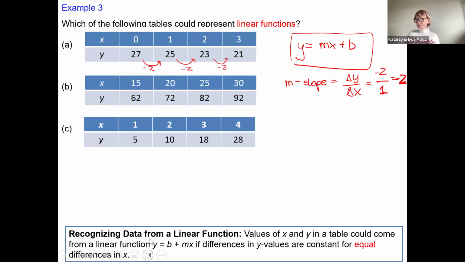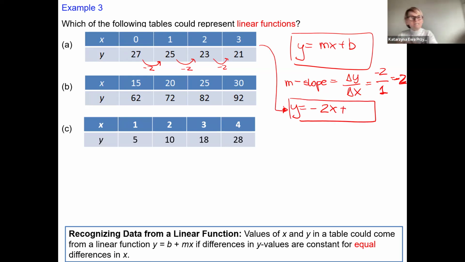Values of x and y in the table could come from a linear function if differences in y values are constant for equal differences in x. Okay, and we may get the equation. It will be -2x. Do we see the y-intercept? I think from that data we see right away. What is the value of y if x is 0? Yes, thank you. The slope is important because we will grab that concept next week.